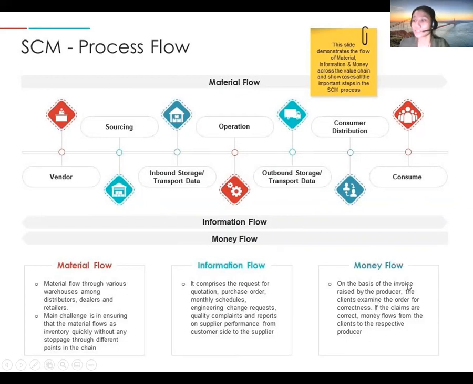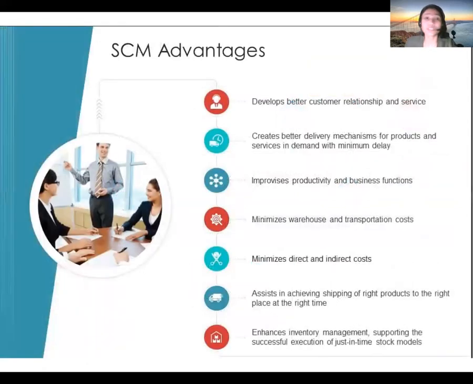On the basis of the invoice raised by the producers, the clients examine the order for correctness. If the claims are correct, money flows from the clients to the respective producers. Then next, let's talk about the SCM advantages.